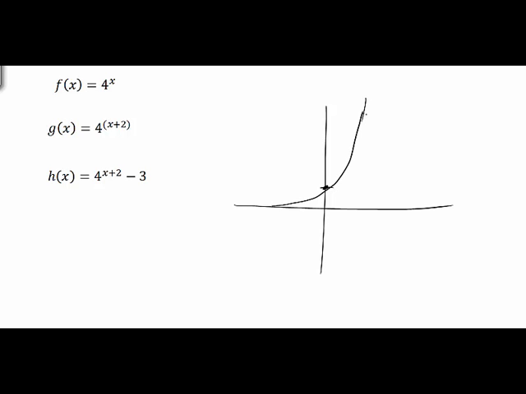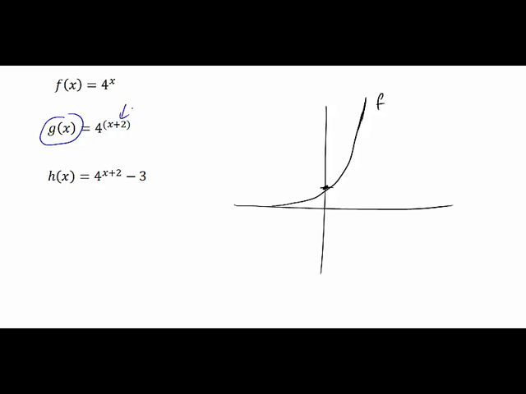Okay, so here we have our function f. So this is roughly what the graph would look like for 4 to the x. Okay, and now we want to look at g of x. Well, notice here we have 4 raised to the x plus 2. Well, what effect does this plus 2 have on the graph? Well, if you remember, the x plus 2 is on the inside of the function, so that's going to shift our graph left or right.